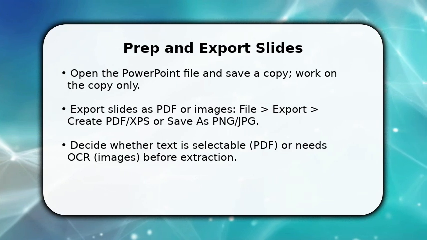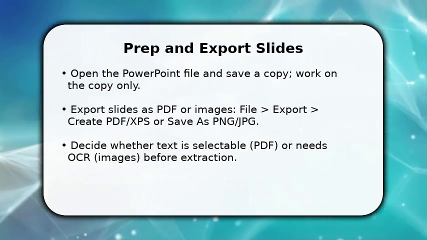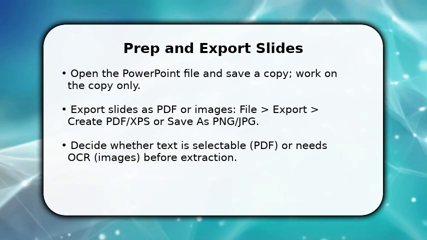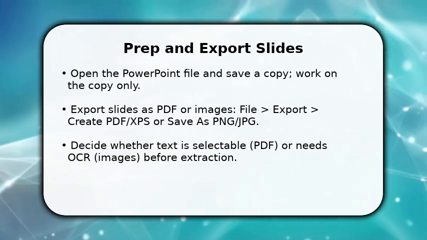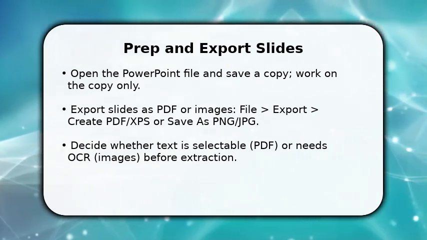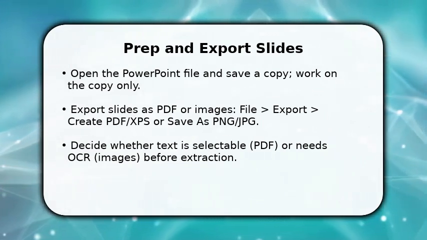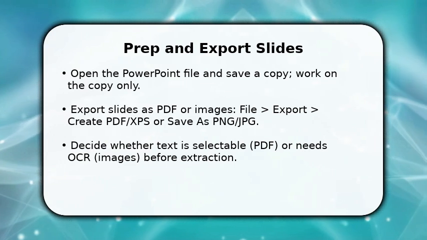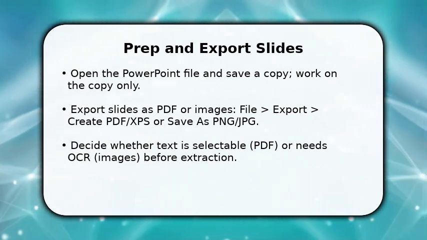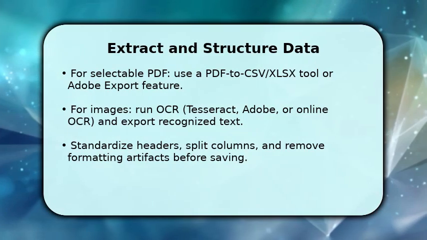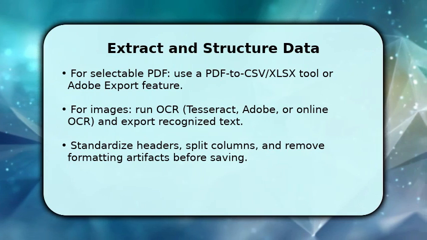Once done, inspect one exported page. If you can select text in the PDF, you'll extract directly. If not, plan for OCR. This first step prevents data loss and determines the method, direct text extraction versus image-to-text conversion, so make that decision before moving on. You now extract the actual content and shape it for Excel.